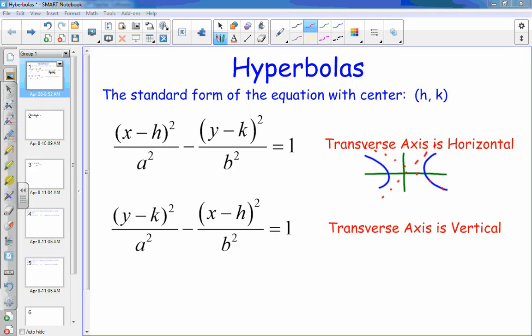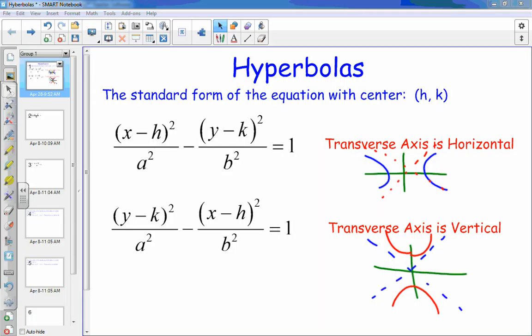If I have opening on the vertical axis, it's going to look like this. And again, we have our lovely little asymptotes there as well. Notice how the formula changes. The center stays the same. The center is still HK, whether I'm a transverse axis horizontal or vertical.